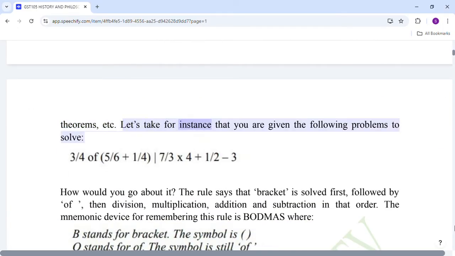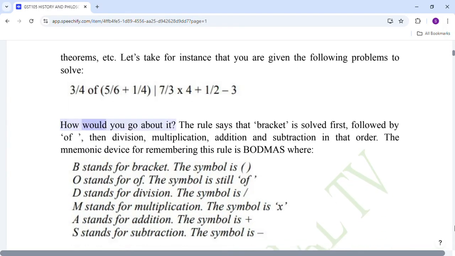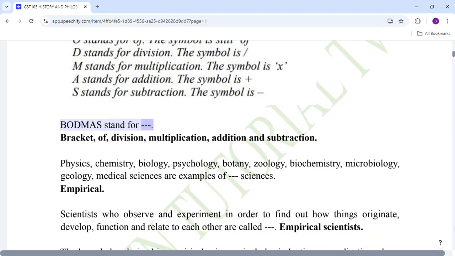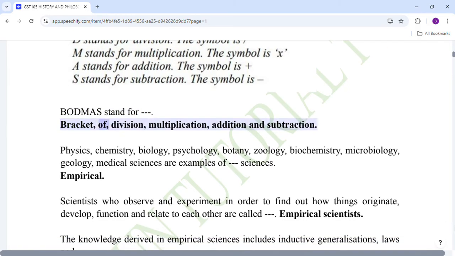Let's take for instance that you are given the following problems to solve. How would you go about it? The rule says that bracket is solved first, followed by of, then division, multiplication, addition and subtraction in that order. The mnemonic device for remembering this rule is BODMAS, where BODMAS stands for bracket, of, division, multiplication, addition and subtraction.